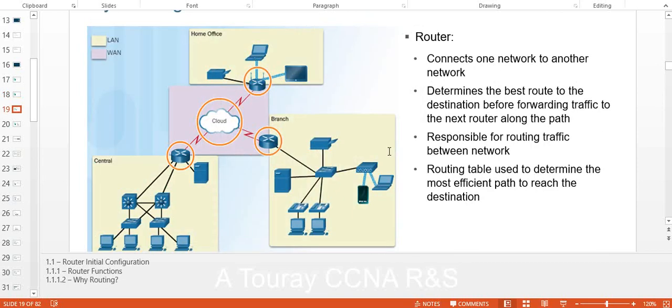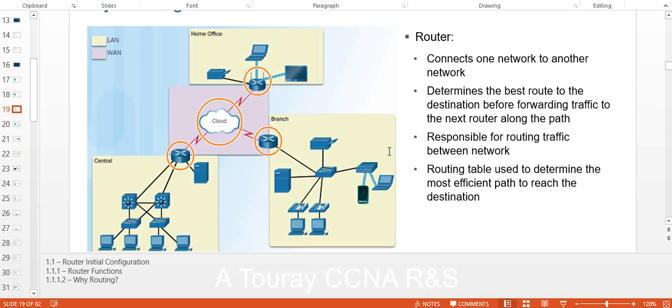And we have a router. Now, all this we are talking about routing, we are talking about one specific device that operates at the network layer of the OSI model, or you call it the internet layer of the TCP/IP. What it does is that it routes traffic. So routers connect one network to another network. That is their basic function. That is their main functionality.